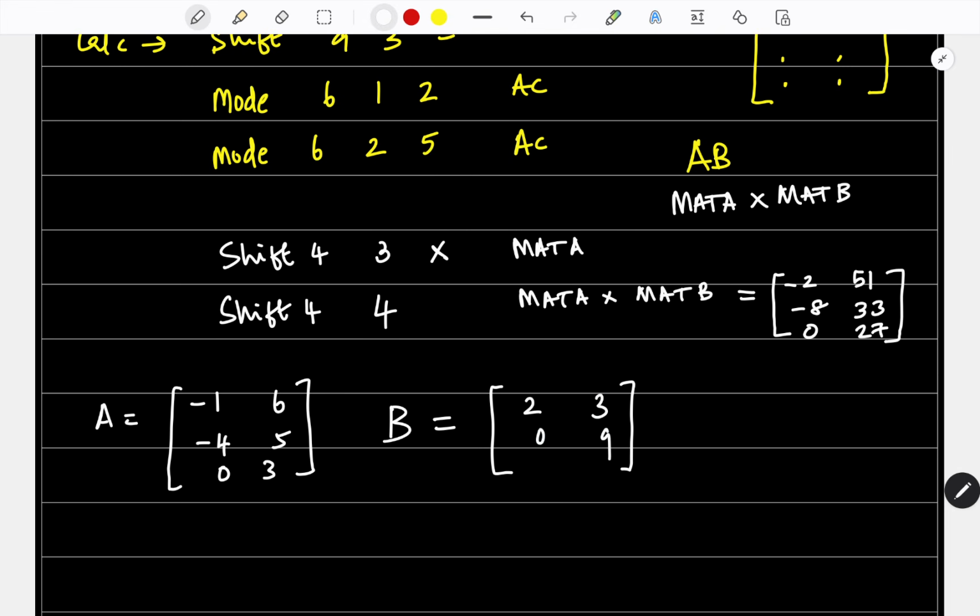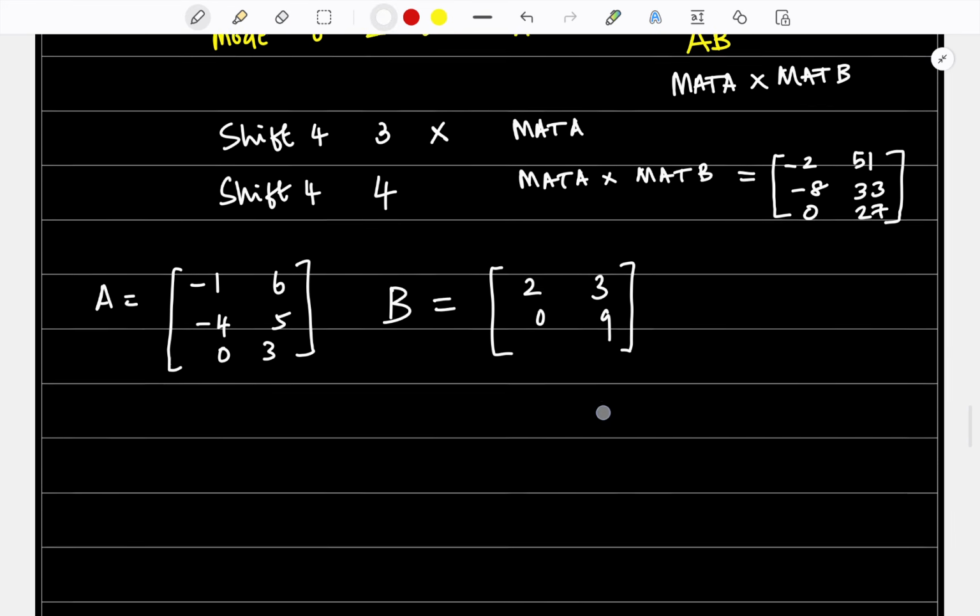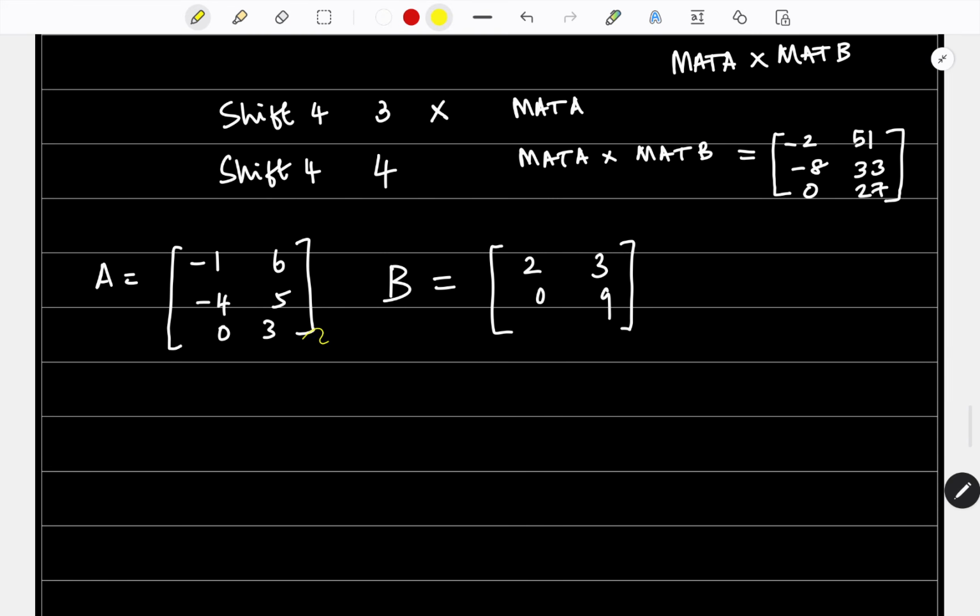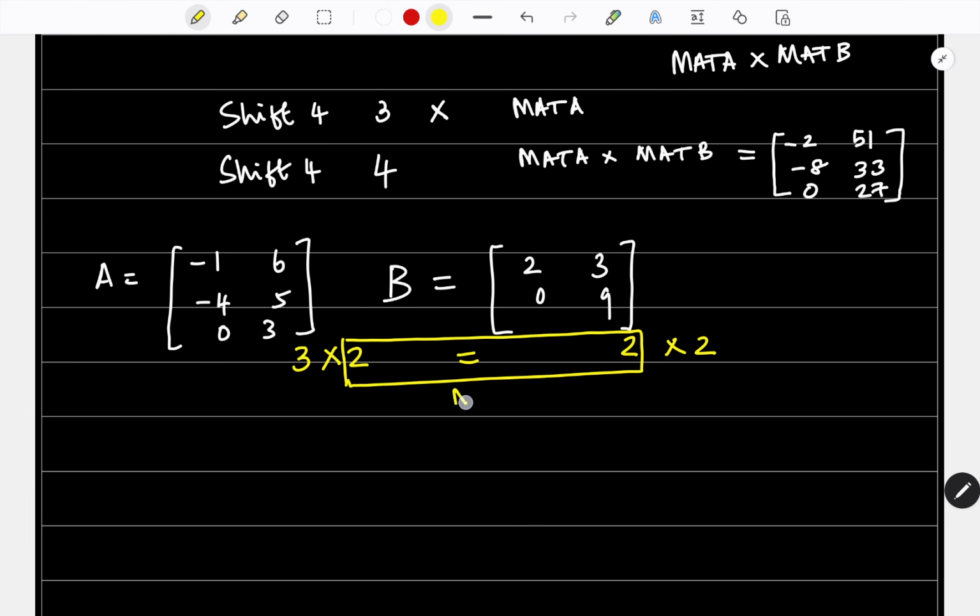What did I say? First row, first column, first row, second column, right? So once again I'll explain. This is 3 rows and 2 columns. This is 2 rows and 2 columns. The last number of this and the first number of that must be equal. If it is equal, then only you can do the multiplication. Keep that in your mind.